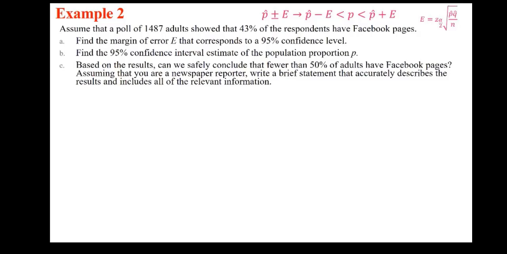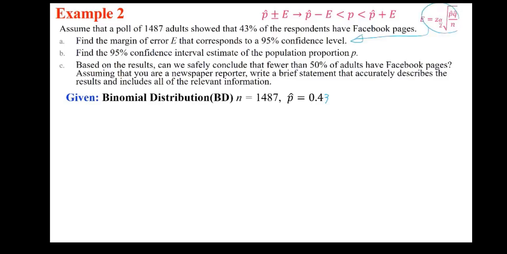The very first thing is, notice again, you have to convince yourself this is a binomial distribution. By now, everybody knows why. There are two outcomes: you have it or you don't. That means a Facebook page, and n is 1,487 with p hat being 0.43. And so now we are going to calculate the E. As you can see from the top, we have the formula for E.